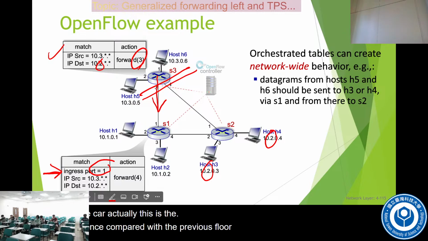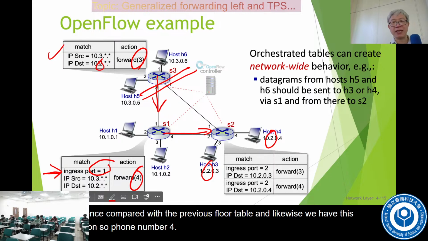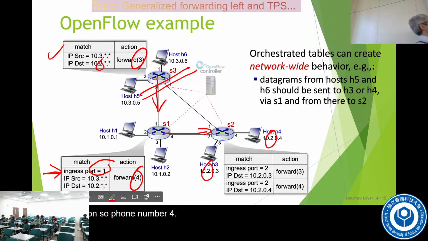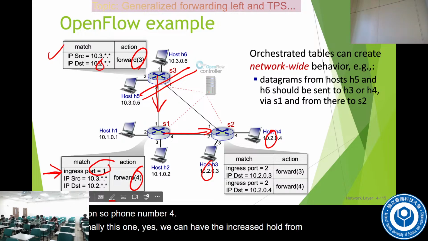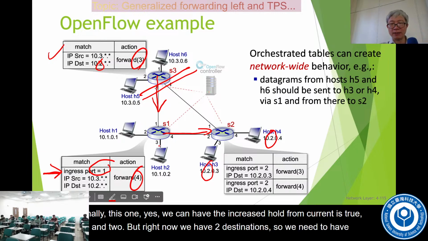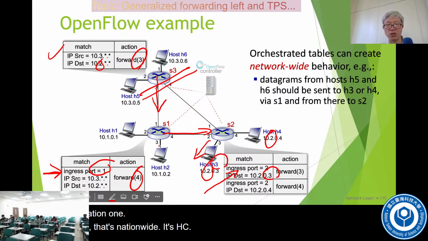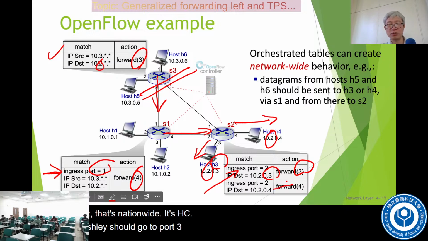And likewise, we have this direction. So port number 4. And finally, for this one, yes, the ingress port from the current switch is 2. So 2 and 2, but right now we have 2 destinations, so we need to have destination 1. All right, destination 1 is H3. So H3 should go to port 3, and H4 should go to port 4.